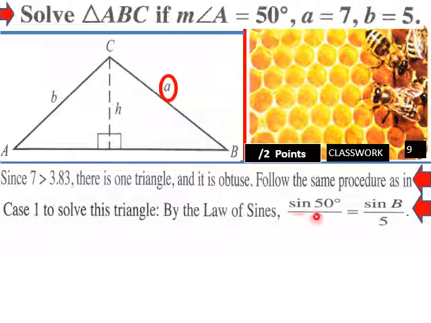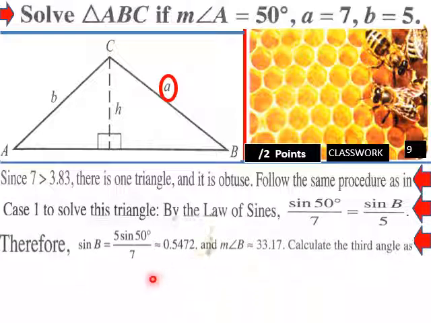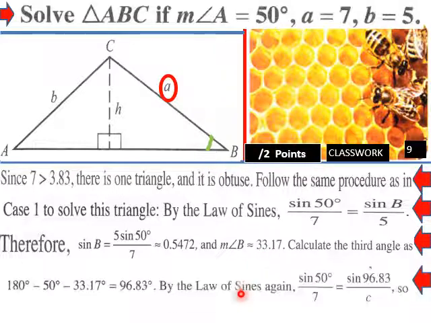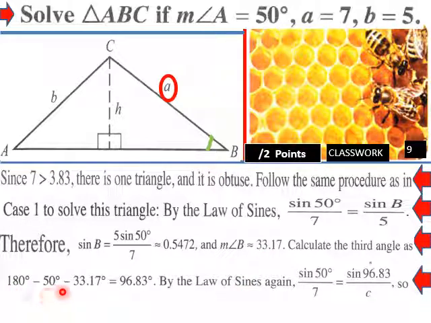By the law of sines, sine 50 over 7 will equal sine B over 5. And to find that angle, sine B equals 5 sine 50 over 7, which will come out to 0.5472. Then when we take the inverse of that, we get 33.17 degrees for this angle measure here. Calculate the third angle as 180 minus 50 minus 33.17, and we come up with 96.83.